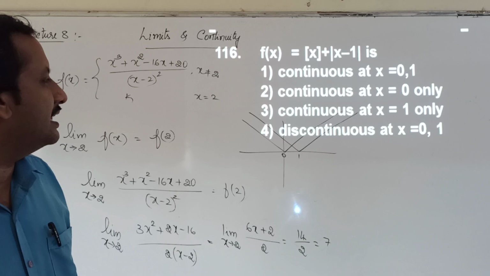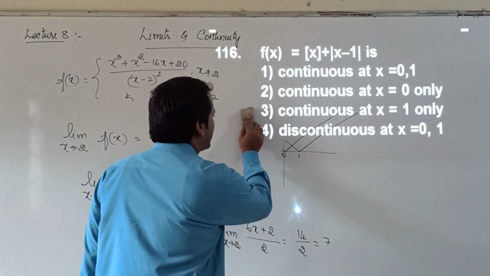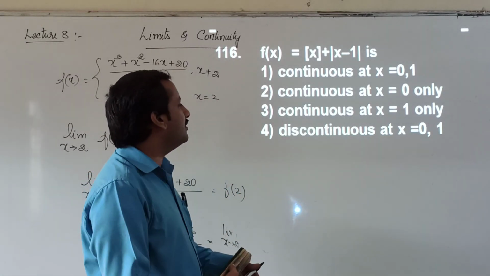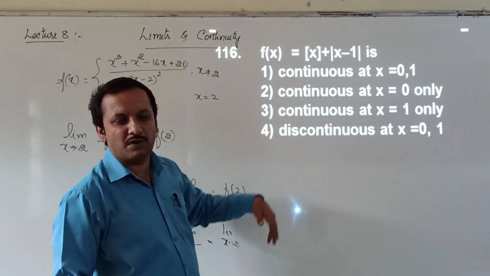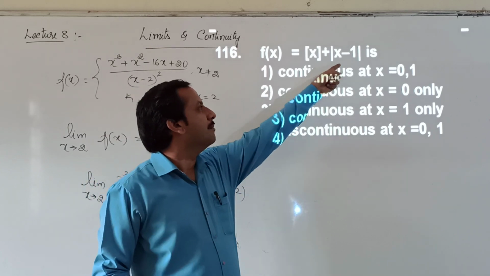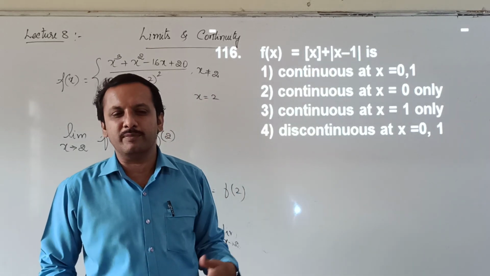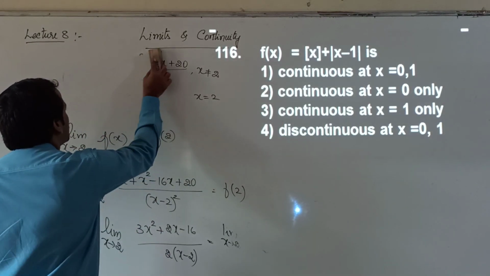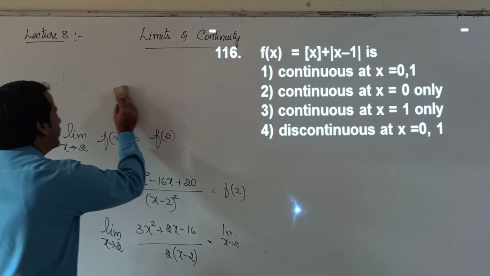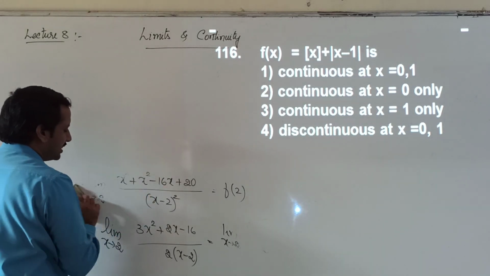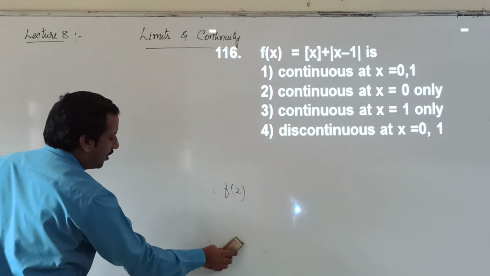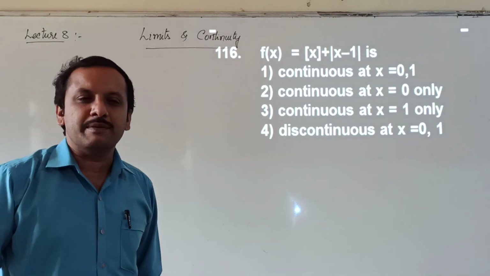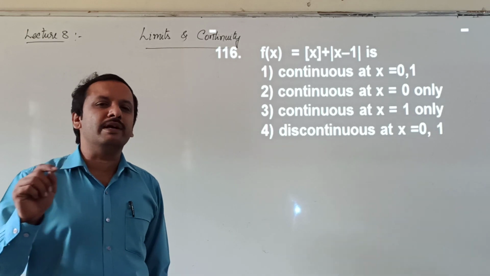Then 116. f of x equals step x plus mod x minus 1. Now we have to test the continuity of this function at different points. Mod x minus 1, you don't worry about it, because you know that mod x minus 1 is continuous everywhere. So the only thing that we need to bother about is step x. So mod x minus 1 is continuous everywhere, and step x is continuous on R minus Z.